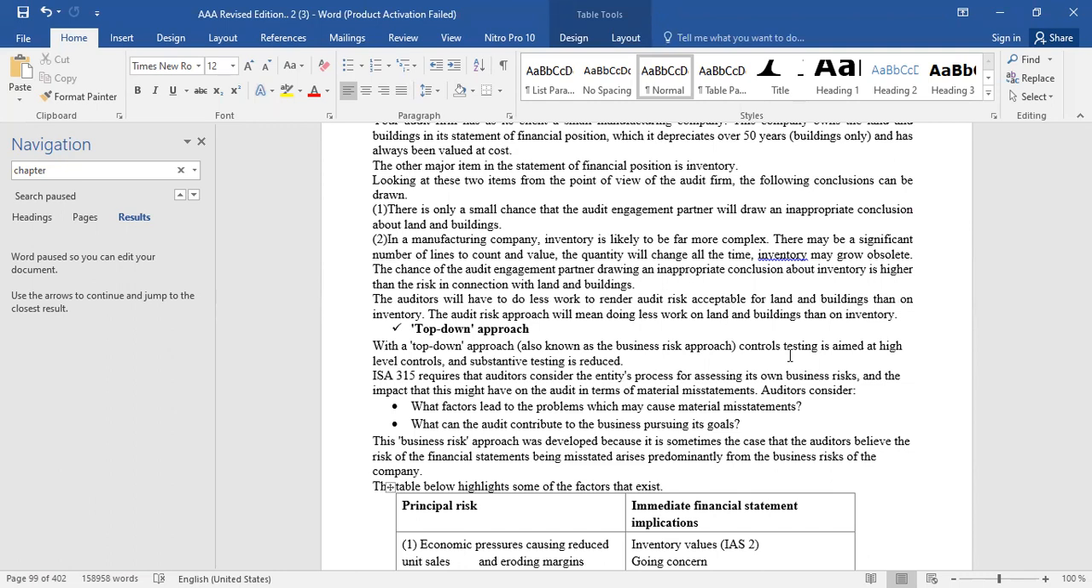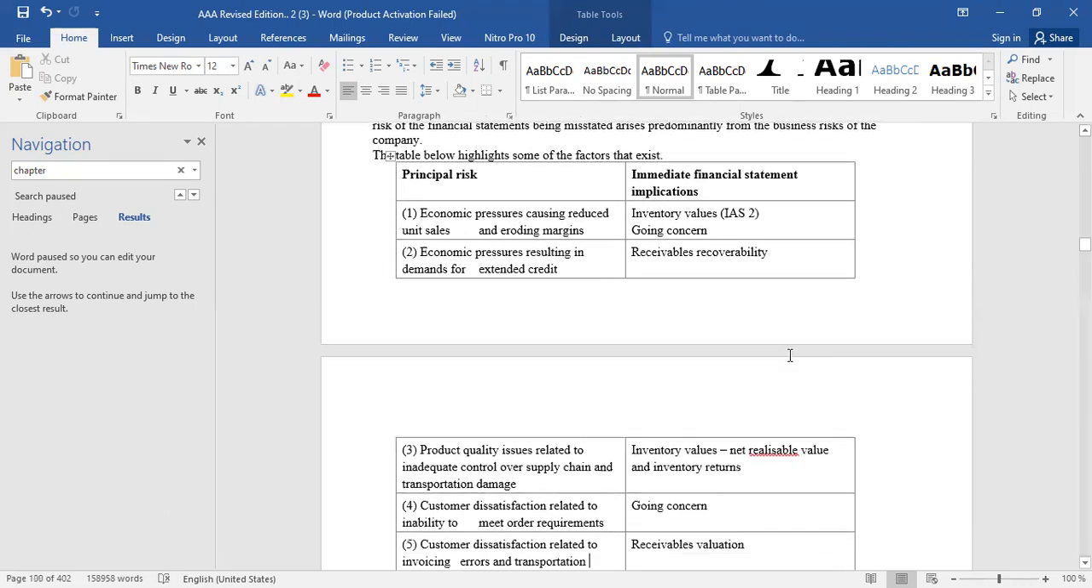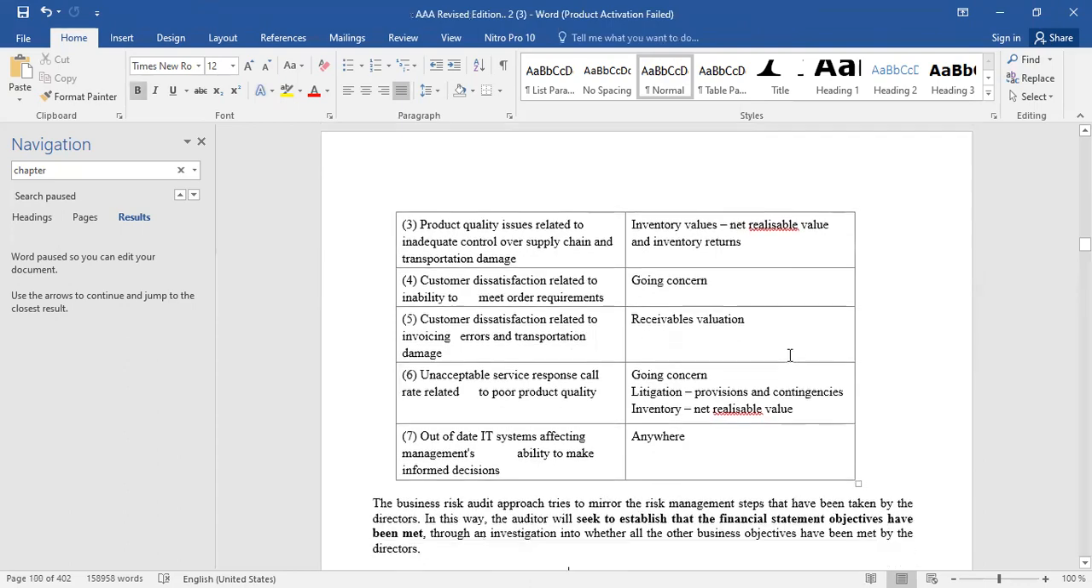These are the normal procedures where I'm just doing the normal control test and substantive test, looking for where the problems could be, but you're not focusing basically on risk areas. They never said it, but maybe they can at one point, so you need to go through them again.